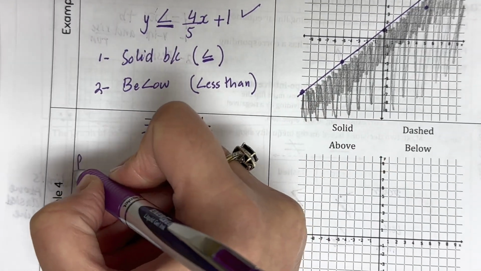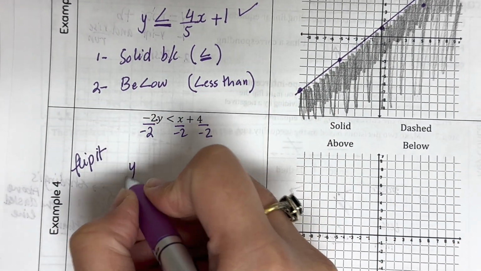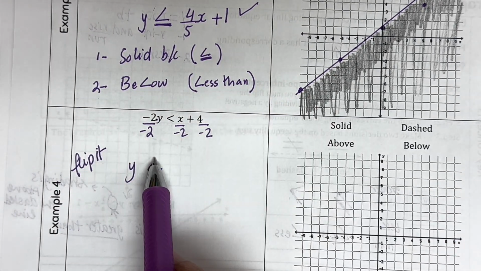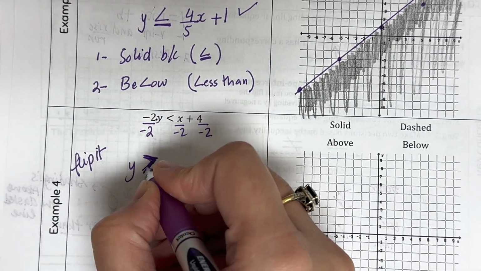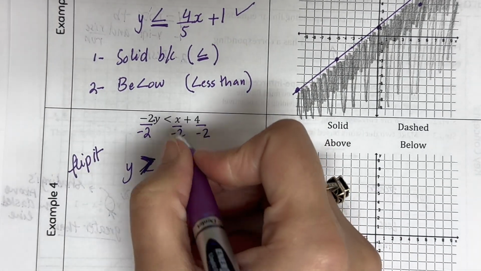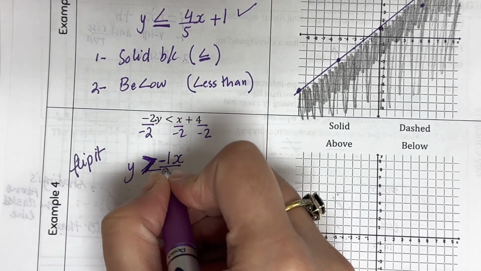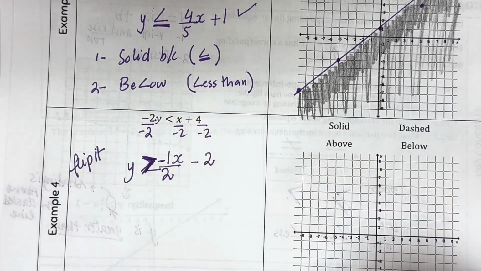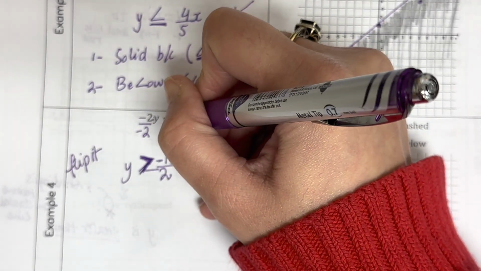Since I divided by negative 2, I have to flip the inequality. So I'm going to write y. I had to flip it. So this is less, you gotta change it, flip it to greater. This is negative 1x over 2. And the y-intercept is negative 2. So I have my line. There was no number, so it is 1.